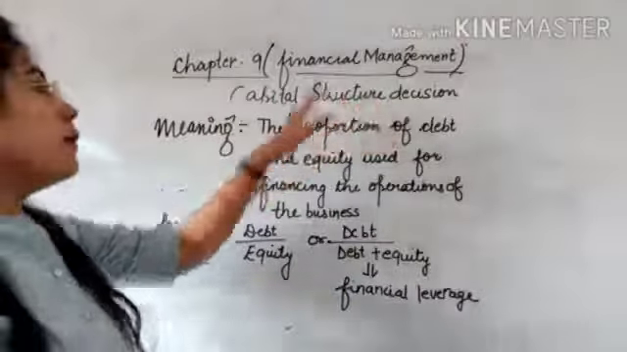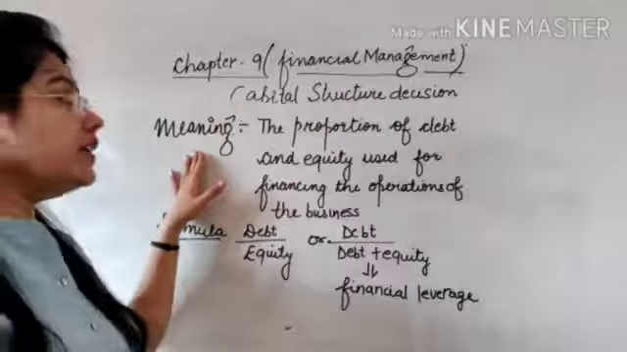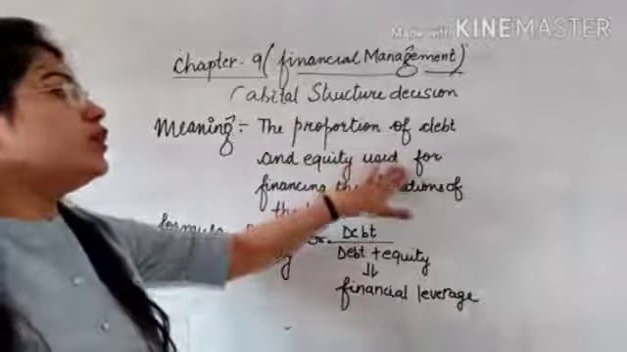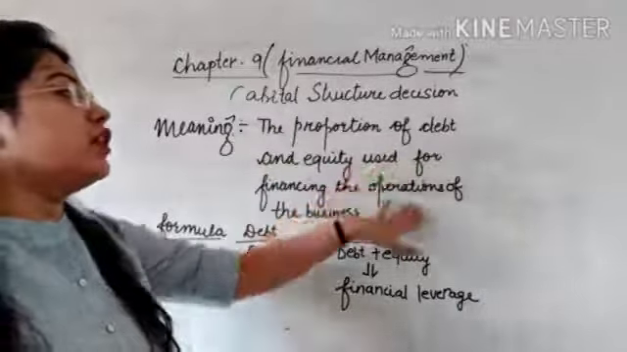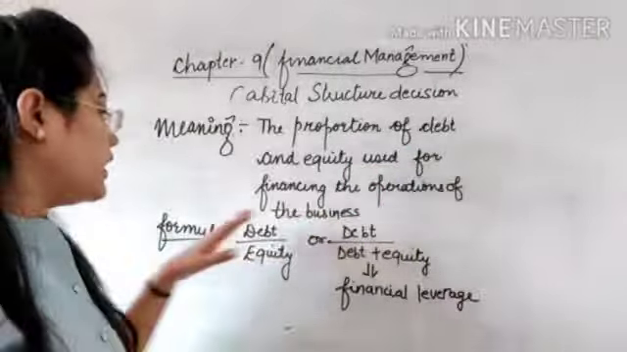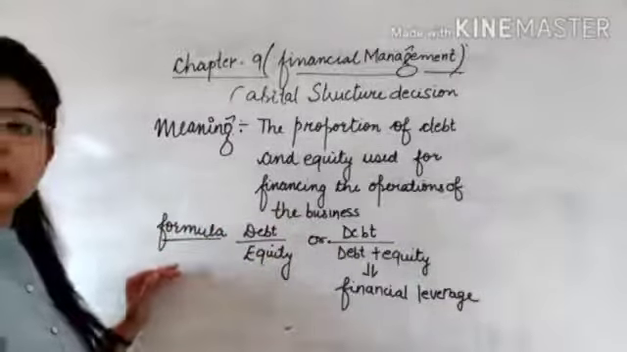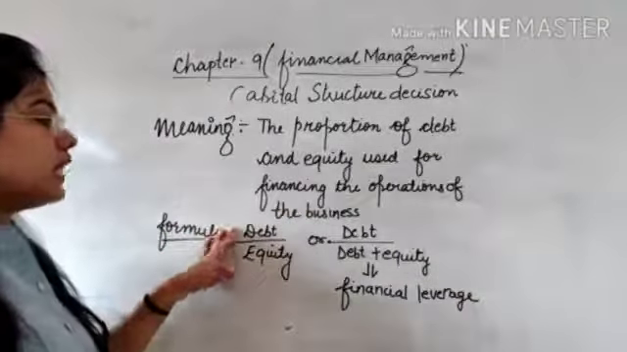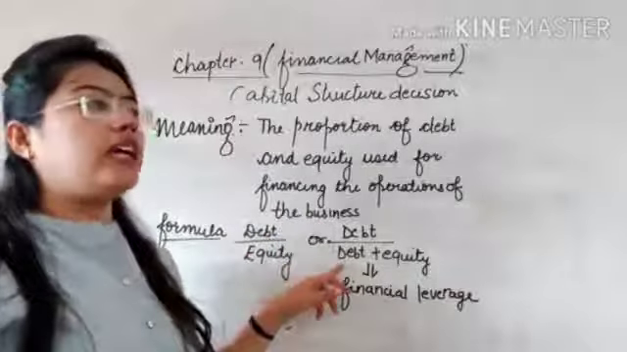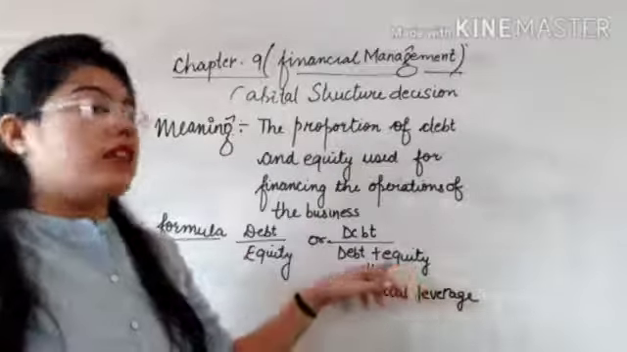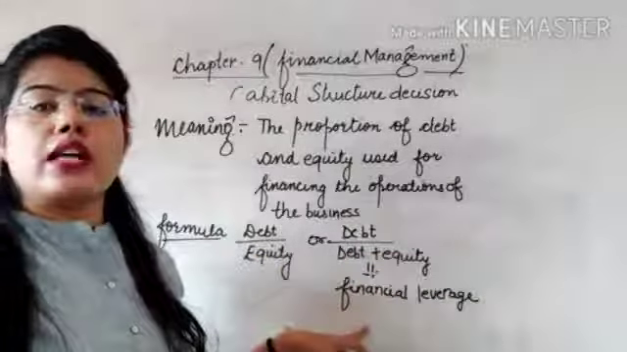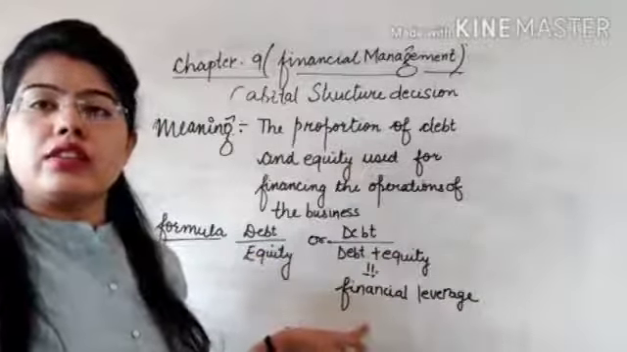Today, I am going to discuss the next topic of the chapter, Financial Management: Capital Structure Decision. What does it mean? It means the proportion of debt and equity used for financing the operations of the business. It is calculated as debt equity ratio, that is debt upon equity or debt upon debt plus equity. The proportion of debt in the total capital is known as financial leverage.